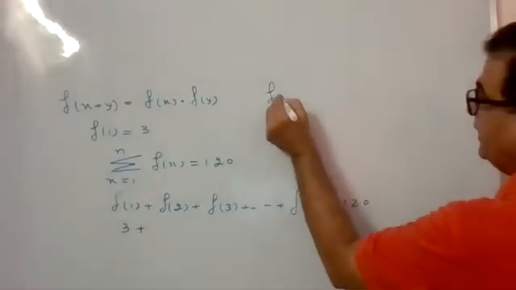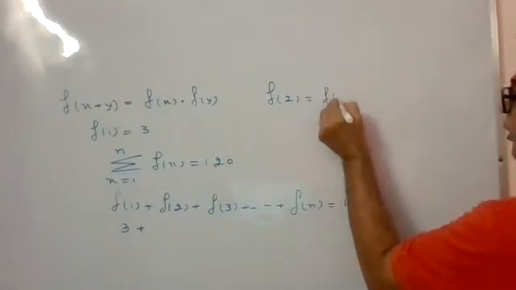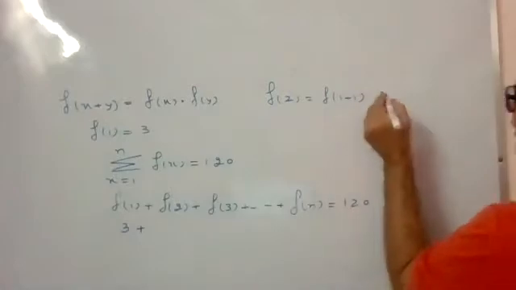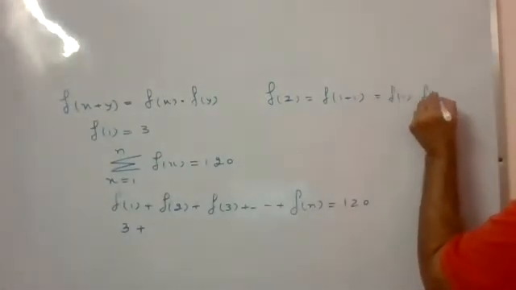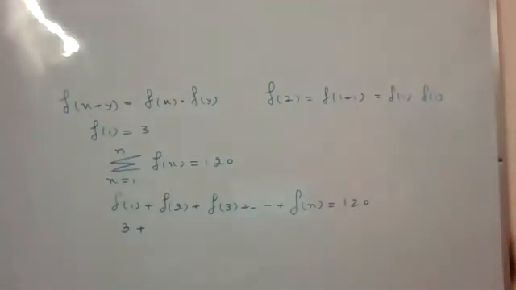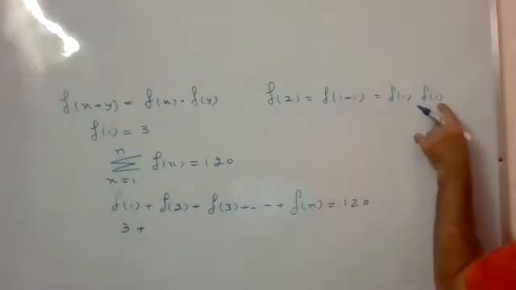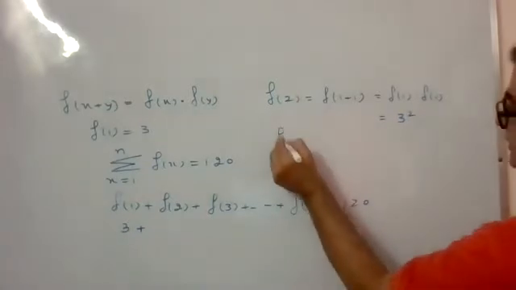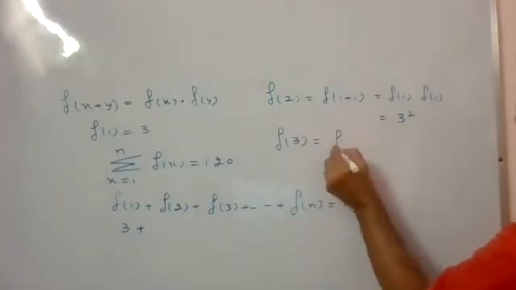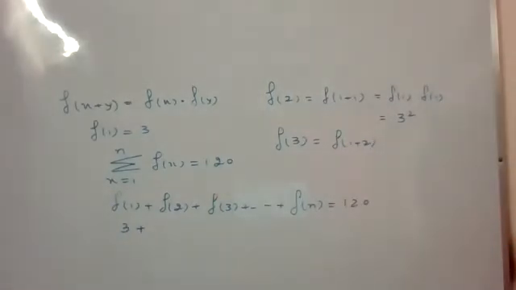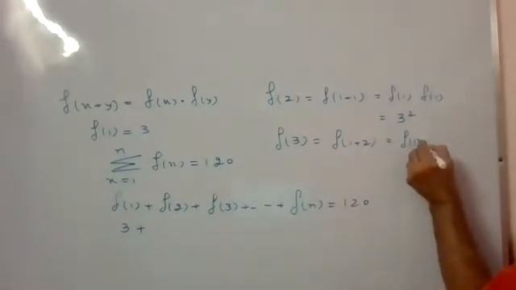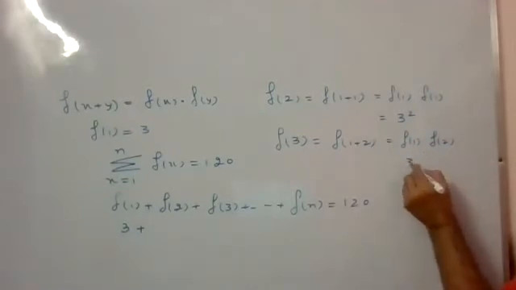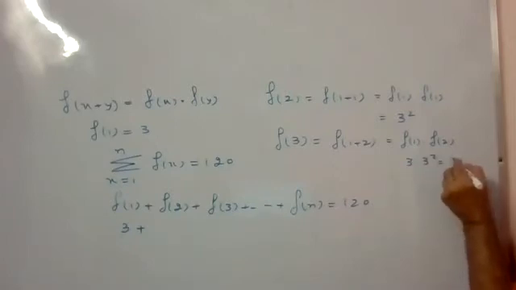f2 when you want, I can write f2 as f of 1 plus 1. What will it come to? f1 into f1. f1 is already known to be 3, this is also 3, so it will come out to be 3 square. Same way when you go for f3, I should write 1 plus 2. That comes out to be f1 into f2. f1 is 3, f2 is 3 square, so it will be 3 cube.